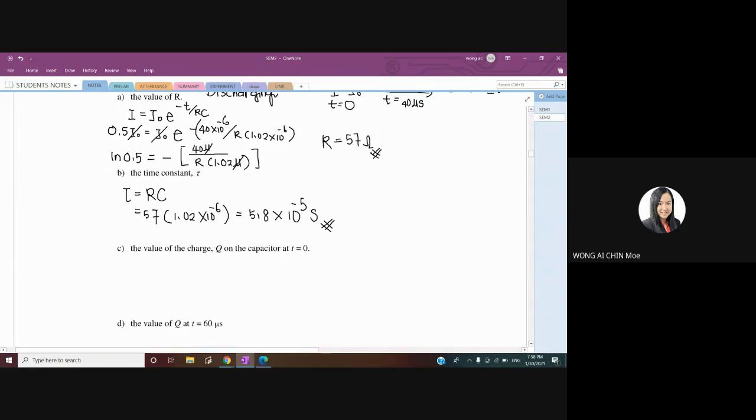Find the value of charge Q when T equals 0. Meaning that when T equals 0, before it starts discharging, it is fully charged. So Q equals CV, where C is 1.02 micro, and V, when it's connected with A and fully charged, your VC equals your battery voltage, which is 20. So when it is fully charged, the charge stored in the capacitor is 2.04 times 10 to the power of negative 5 coulomb, before it's discharging.